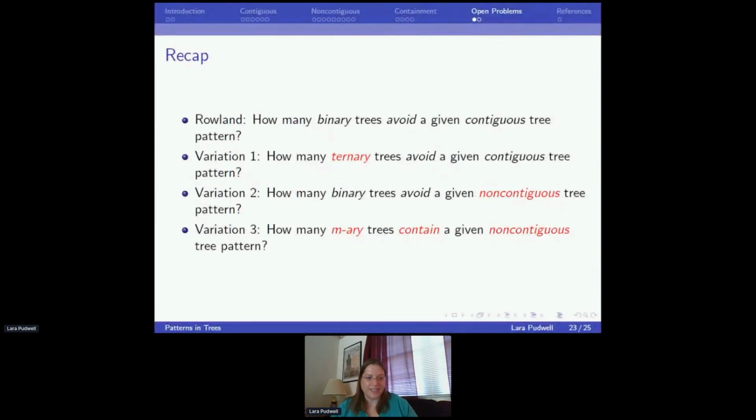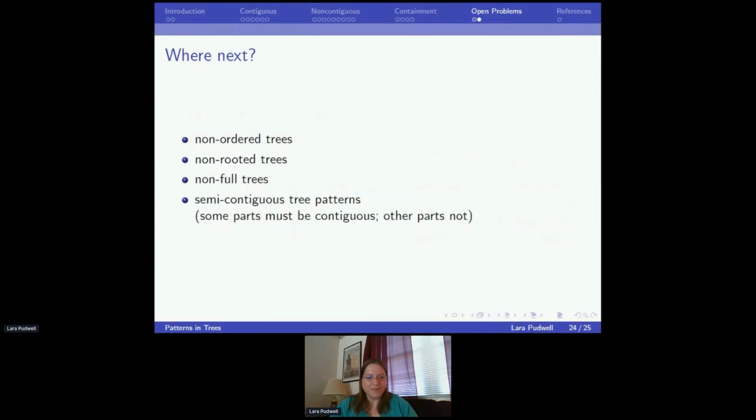I heard a talk I really enjoyed, made sure I wasn't knocking the author out of the way on problems he plans to work on, and got this whole stream of great undergraduate research projects: changing binary to ternary, changing contiguous to non-contiguous, and changing avoid to contain. And it's just changing one word at a time that inspired each of these. And so what one word at a time might I still change here?